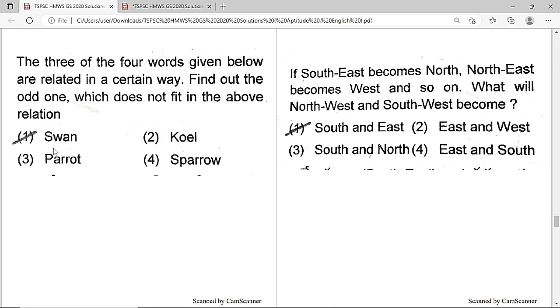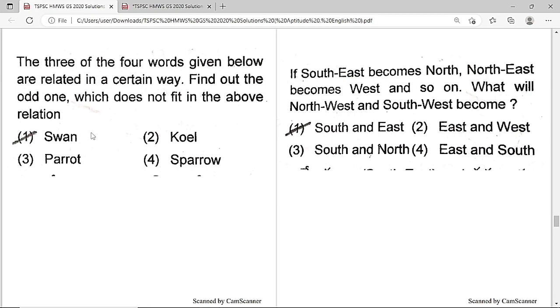Only swan can swim in the water and the rest cannot do it. So we can say quail can't swim in the water, parrot also can't swim in the water, and the sparrow also doesn't know how to swim in the water. Only swan knows how to swim in the water, and it is the only water bird in the group. So it has a different meaning when compared to the remaining three. So this is the correct solution of this question.